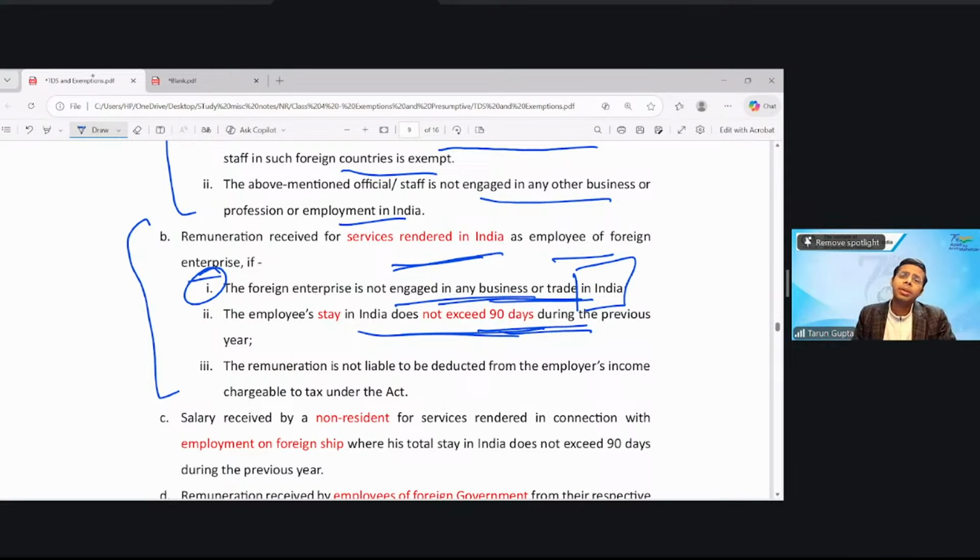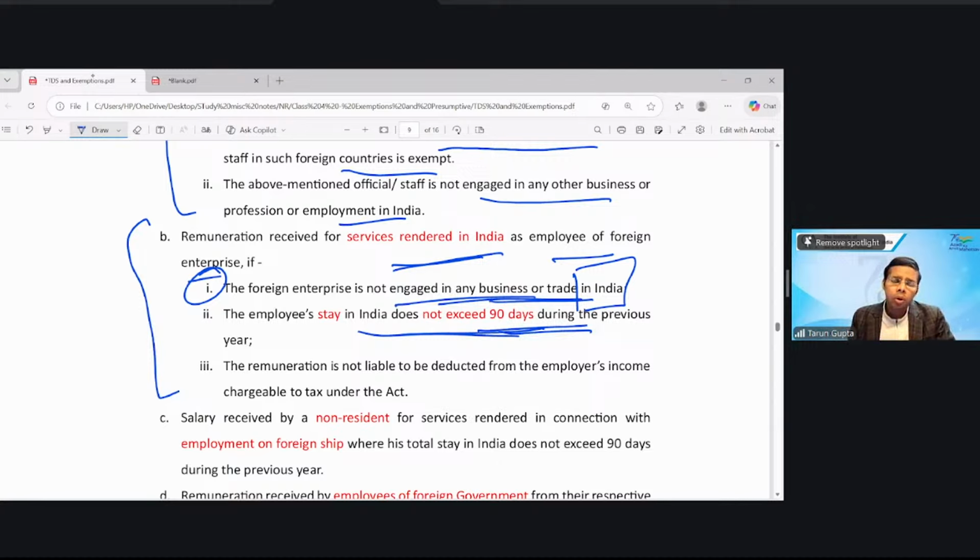Okay, it might happen that the foreign enterprise may be providing FTS or royalty which are taxable on a gross basis, and it also has an employee who has rendered service while he was in India. So the salary which this employee derives from the company shall not be taxable in India if the foreign company is not doing business in India. They don't have a PE, permanent establishment, or a business connection. When I say business in India, I mean business connection or PE.